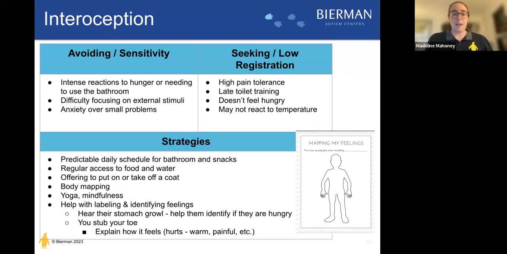You could help them identify, hey, I just heard your stomach growl. Maybe you're feeling hungry right now. Should we go get a snack? And then the kiddo can process that and think about it and then identify if they want to go get a snack. Another example could be you stub your toe. You may be able to explain to your child how that feels, like, oh, it feels warm, or maybe that's painful and it hurts, and just give them some words to help describe how they're feeling.